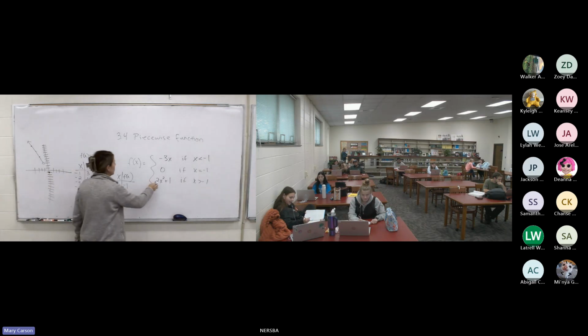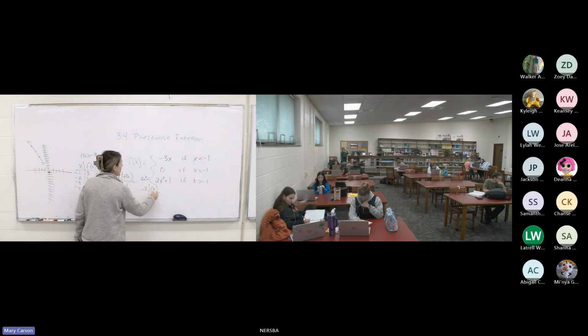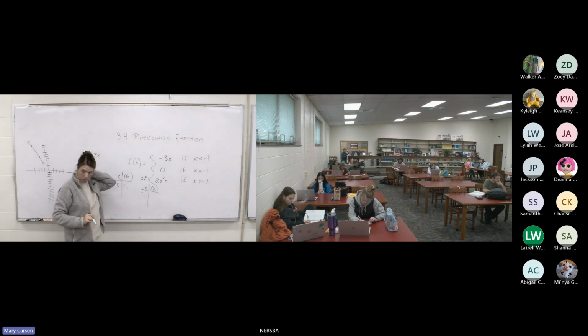And then the last one is what kind of equation? It's a quadratic, we've got 2x squared plus 1. We want numbers that are greater than -1. Is it going to be an open or closed circle? How do you know if it's open or closed? Good question, Samantha.